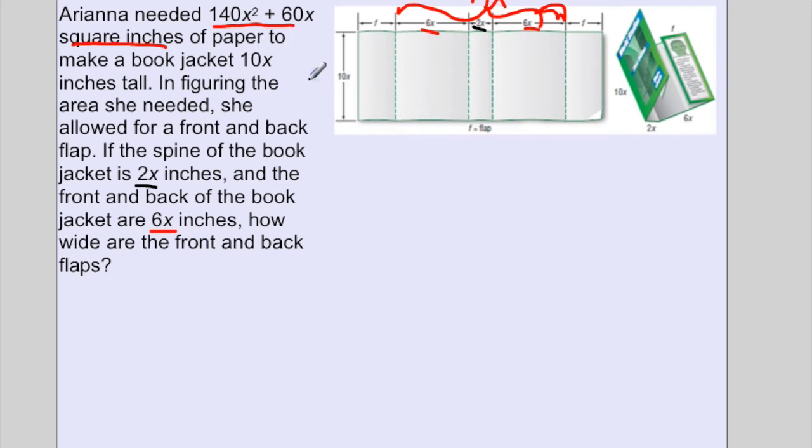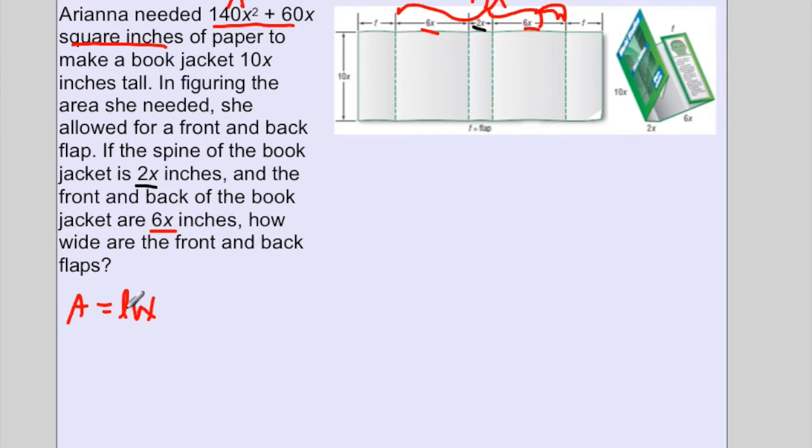So this is my area of the paper. And I'm trying to figure out what these flaps here are. I have two flaps, so I need to figure out how wide they are. So what I'm going to do is, right now I have my area, and it's talking about a rectangle, so we know area is equal to length times width. And we're going to see how much area I have left for those flaps.